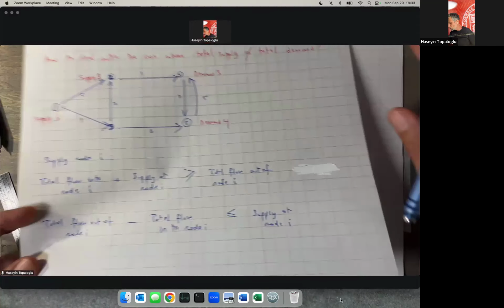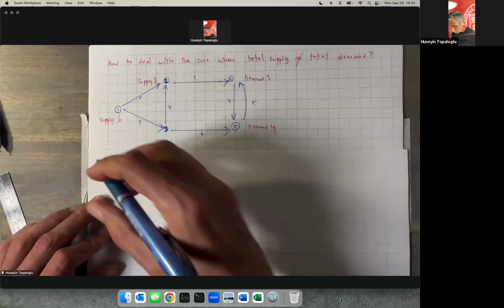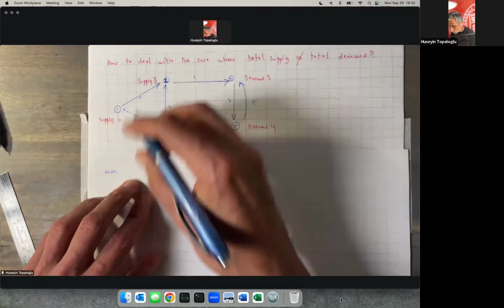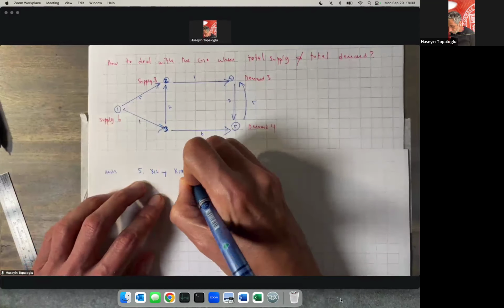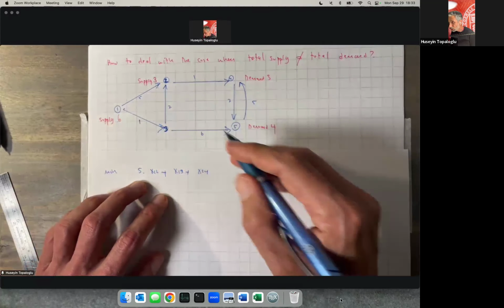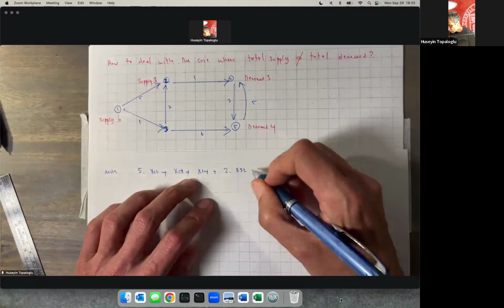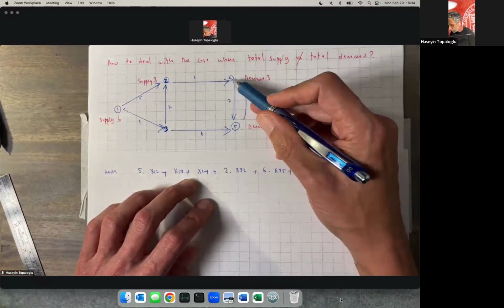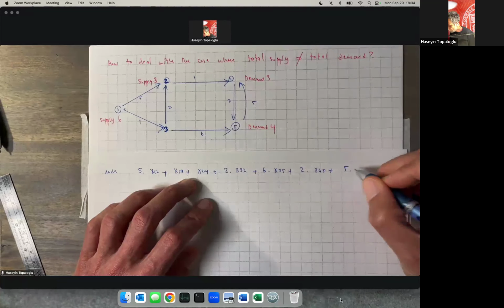Okay, good. So based on this, let's tweak our formulation. Let's write our mean cost network flow problem. Minimize the total cost of the shipments. 5 times x12 plus 1 times x13 plus 1 times x24 plus 2 times x32 plus 6 times x35 plus 2 times x45 plus 5 times x54.